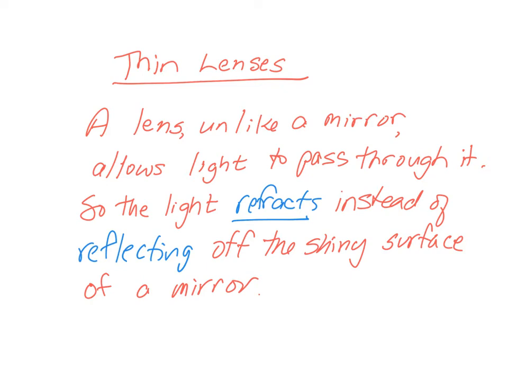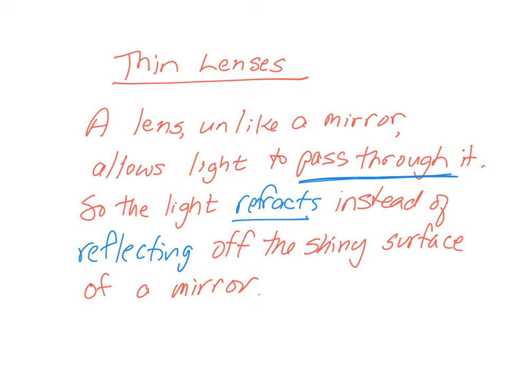I'm going to talk about a lesson today about thin lenses. So we're moving on from mirrors to lenses, and there's a lot of qualities of lenses that are similar to mirrors, but they're unique in a lot of other ways. A lens, unlike a mirror, actually allows light to pass through it, so it's translucent. That means the light goes through it as opposed to reflecting off the shiny surface of the mirror.